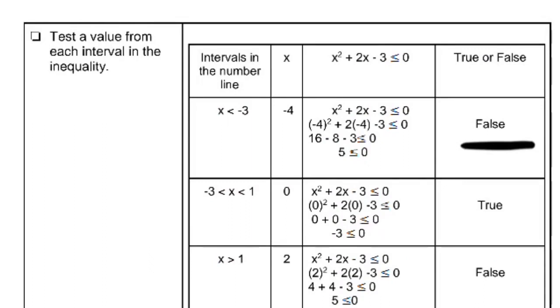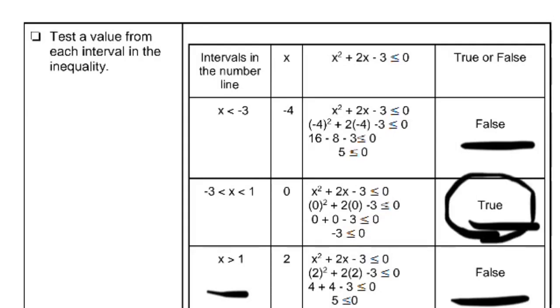Then if x is greater than negative 3 but lesser than 1, we can use here 0. Substituting 0 to x, we can have 0 squared. This is 0. 2 times 0 is 0. So 0 plus 0, minus 3, that will be negative 3, lesser than or equal to 0. This is true. And if we're going to have the third interval, you can have false. So in here, we can say that our answer will be the second interval: x is greater than negative 3, but lesser than 1.